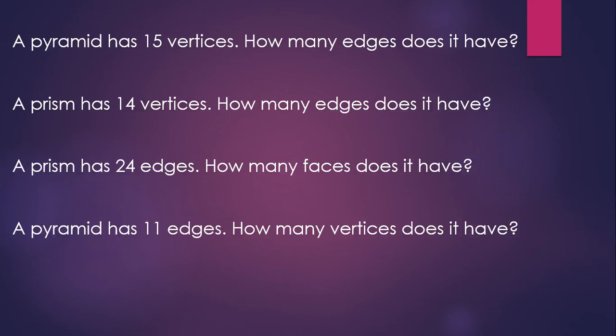There's 4 problems here that involve pyramids or prisms, and you know something about either the faces, the edges, or the vertices, and you have to find one other piece of information. See if you can find the missing information for each one. So the first one has 28 edges, the second one has 21 edges, the third one has 10 faces, and the last one has 11 vertices.